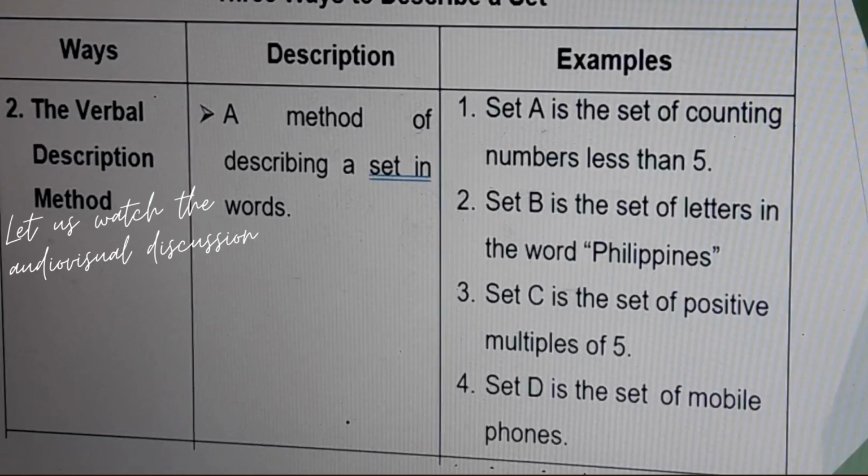Second example, set B is a set of letters in the word Philippines. So this is already illustrated in the roster form. Number 3, set C is a set of positive multiples of 5, or these are numbers increased by 5. Positive multiples of 5. Number 4, set D is a set of mobile phones.